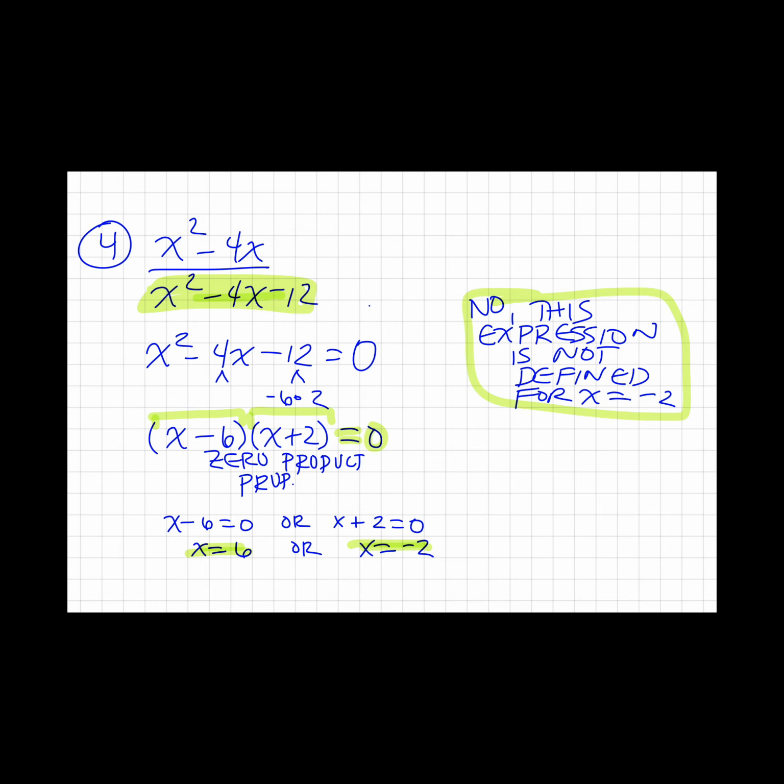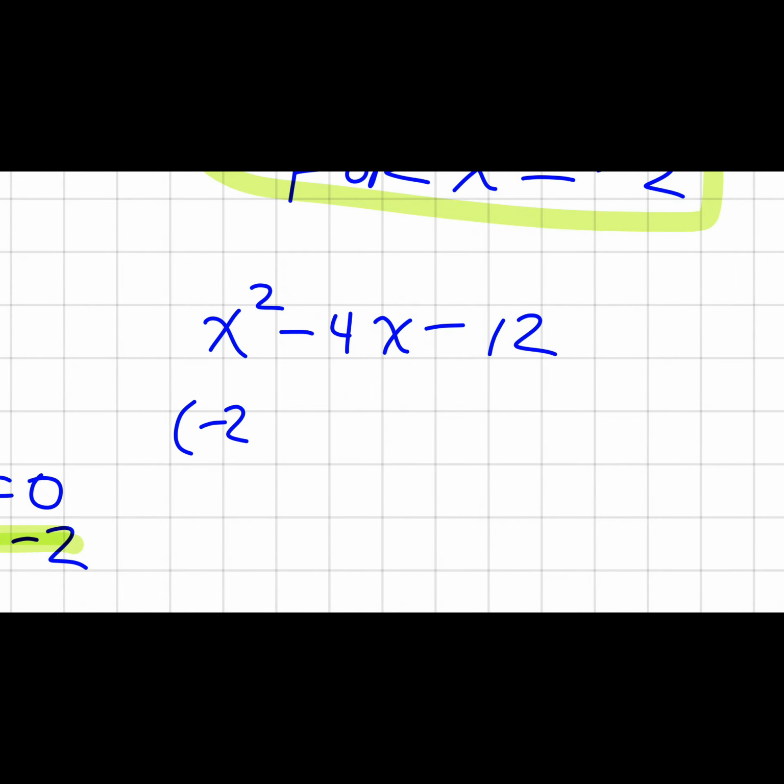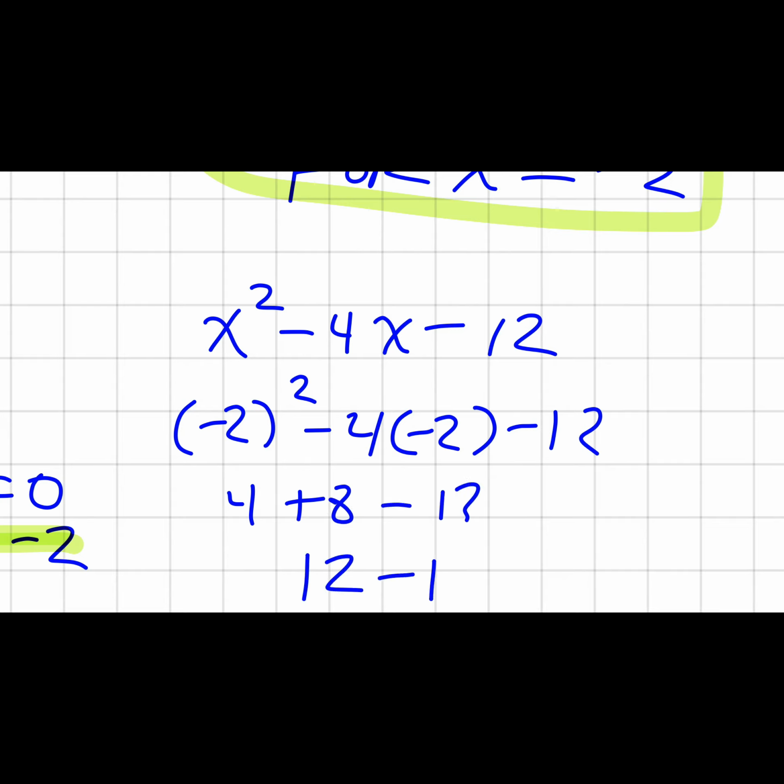Now this is one way that you could have answered this question. There's also another way you could have answered it. Since I already know that they want me to check x equals -2, what I could have done is just plug in this x equals -2 to my denominator and see if it gave me 0 or not. And some of you did do this. So I have x squared minus 4x minus 12. I could plug in -2. -2 squared minus 4 times -2 minus 12. And I get 4 plus 8 minus 12, which is 12 minus 12, which is 0.